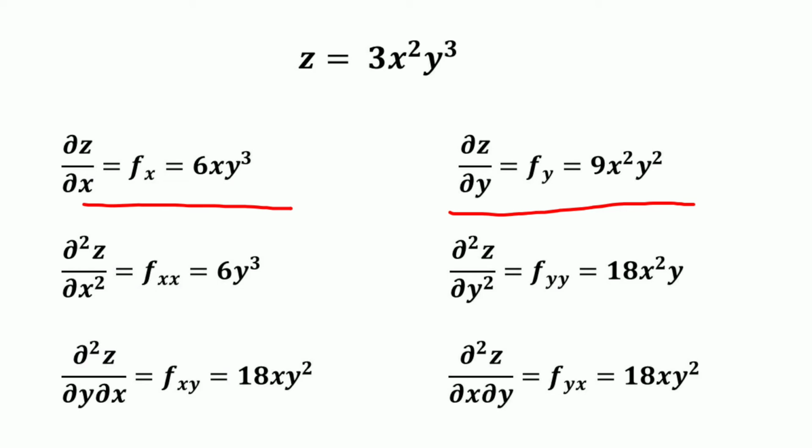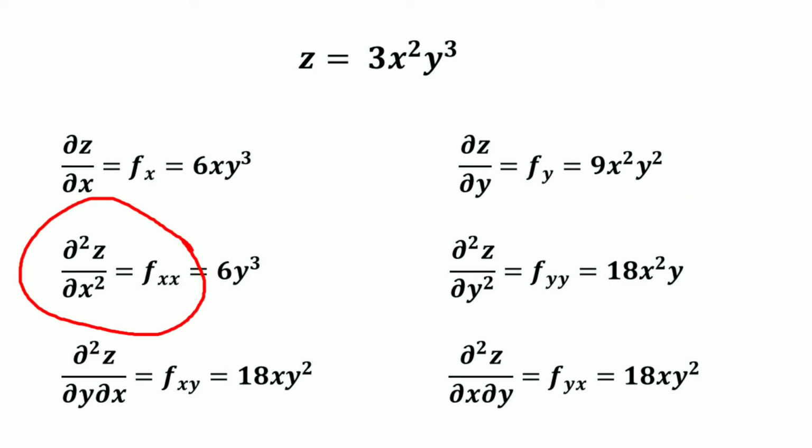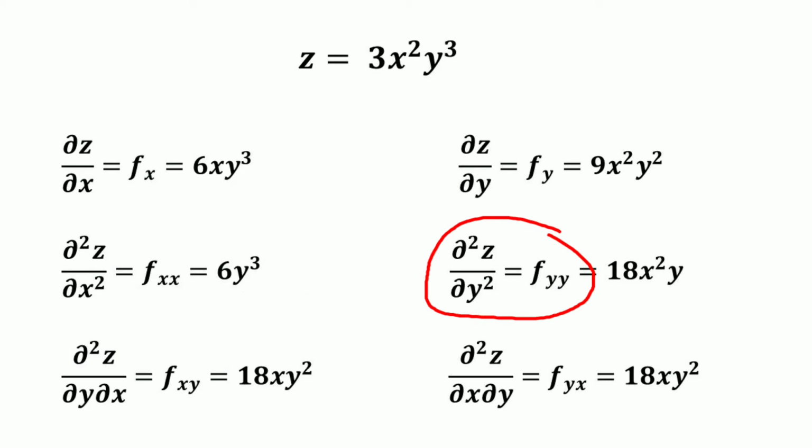Once we have calculated the first order partial derivatives, we can go for the second order partial derivatives. The second order direct partial derivative f of xx means we differentiate f of x again with respect to x, then it becomes 6y cube. Similarly, for f of yy, we differentiate f of y with respect to y again, then it becomes 18x square y.